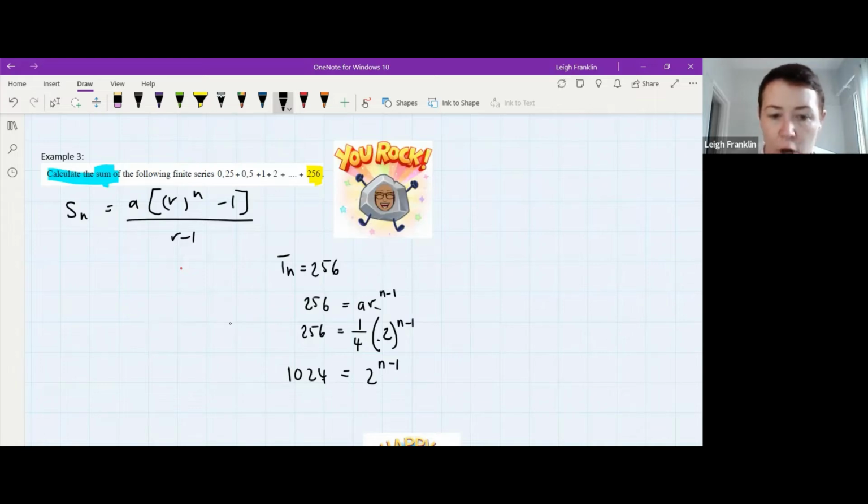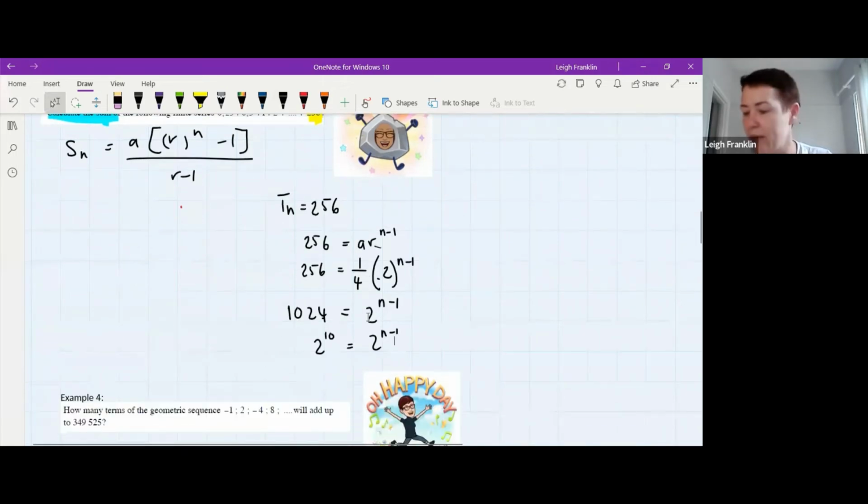Okay, so now my job is to write 1024 as 2 to the power of something. As it turns out, it's 2 to the power of 10. Exactly. And now that I have equated my bases, I can equate my exponents. So if n minus 1 is 10, it means that there are 11 terms in the pattern. So I've got to do this first.